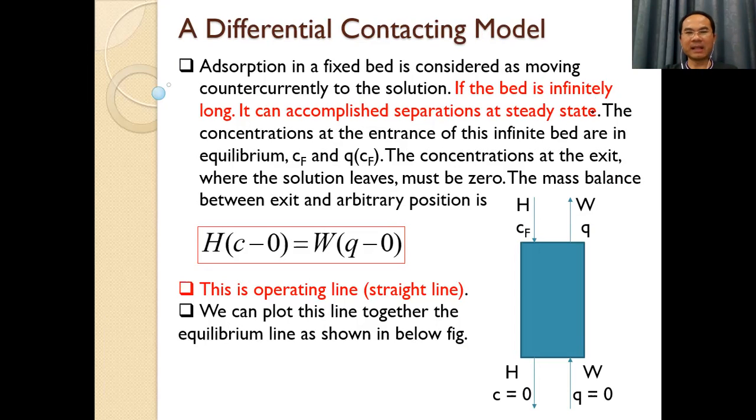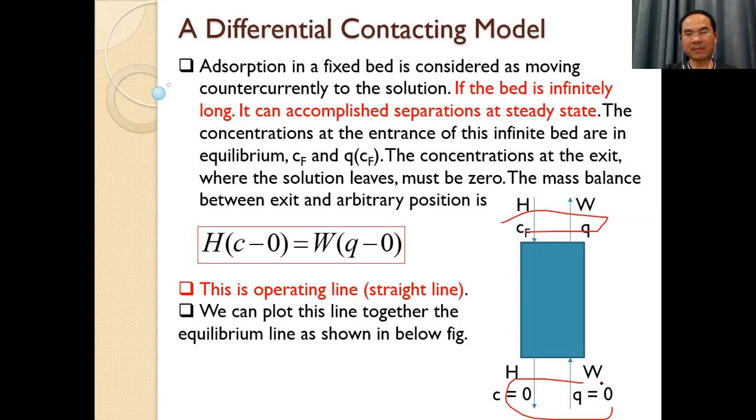The concentration at the entrance of this bed is in equilibrium: C feed is in equilibrium with Q. That is for a long, very high column. The concentration at the exit we assume is 0, and the concentration in the adsorbent at the start is 0 for this case.